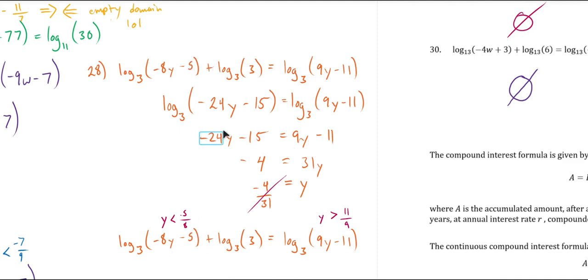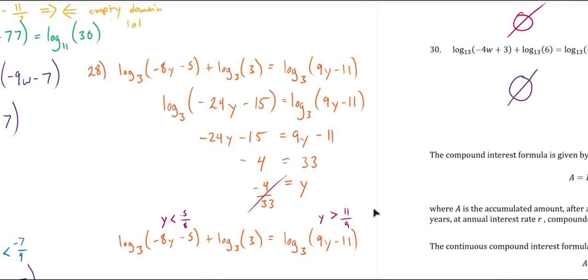Now that means that -24y minus 15 is equal to 9y minus 11, and now solving this in the usual way, we're going to wind up with -4 over 31, which is what I would say if 9 plus 24 was 31. Actually, it's 33. So our answer is going to be -4 over 33, but it really still doesn't matter.